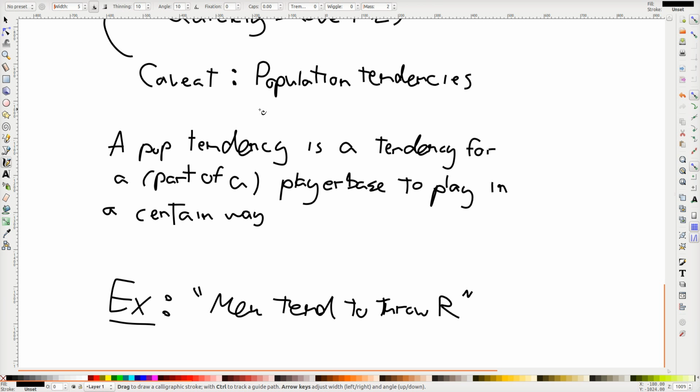The idea is that you look at how some population, some demographic, plays, and you exploit people in that demographic blindly, and you're slightly more likely to be right than wrong, because that's what a population tendency is. It means that if your player base as a whole plays in a certain way, each individual player is more likely to play in that way than not. Otherwise, your player base wouldn't play like that as a whole on average. It would go the other way.